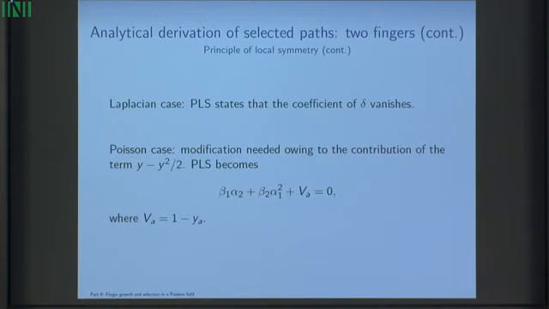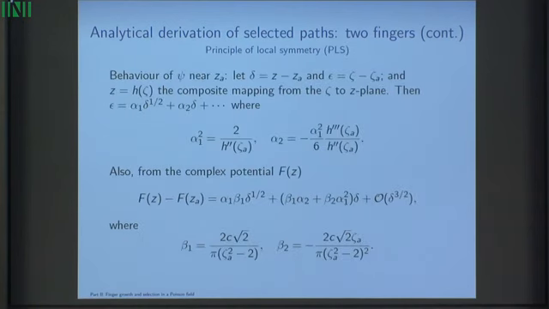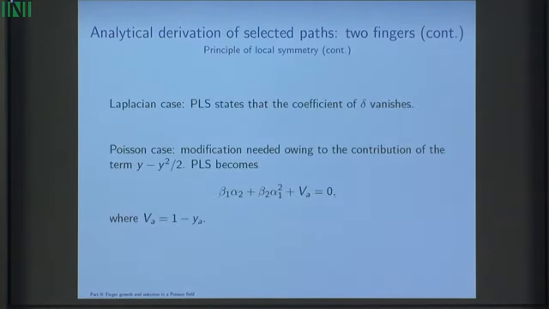In the Laplacian case, it's very straightforward. In the Laplacian case, this term vanishes. In the Poisson equation case, it needs to be added to this term. This is the inhomogeneous term that we added to satisfy the forcing term of Poisson's equation, where VA is that.